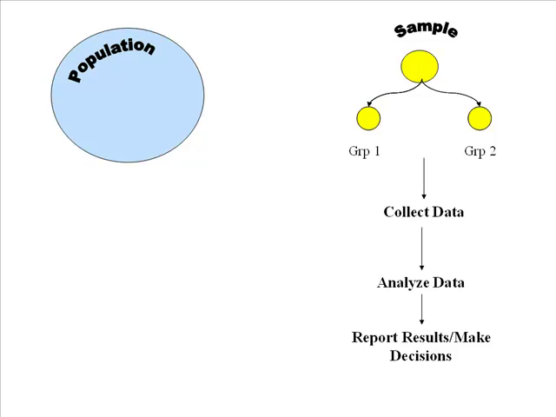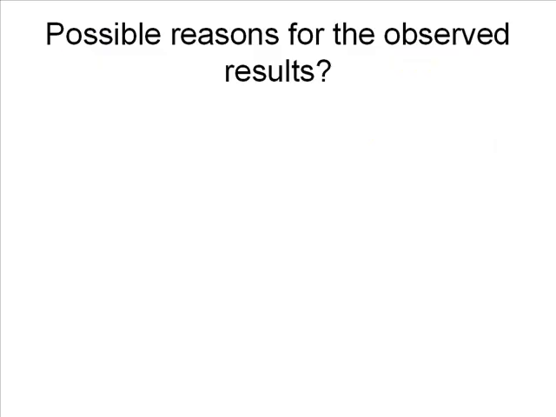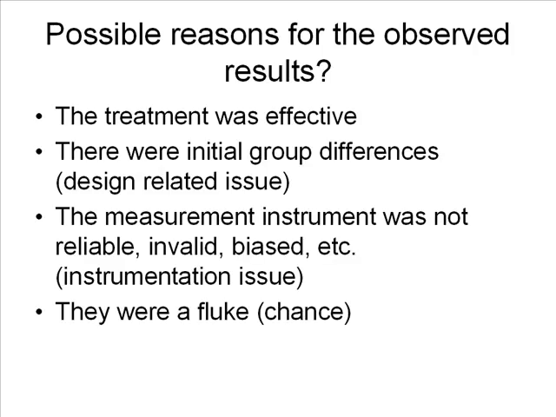However, when we begin to make decisions, we must begin looking for possible reasons for the observed results. For example, the results we obtained may have been due to the fact that the treatment was indeed effective. However, other explanations may exist. Perhaps there were initial group differences. In other words, one group was already performing at a higher level than another. Likewise, our measurement instrument or test may not have been reliable, or may have been invalid, biased, or had some other complication.